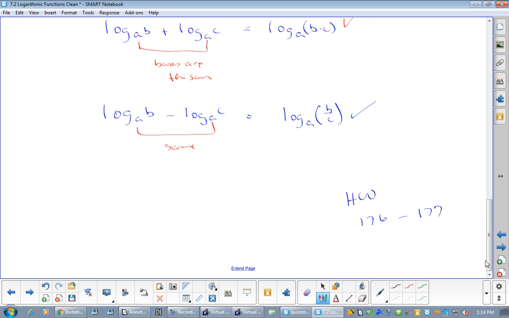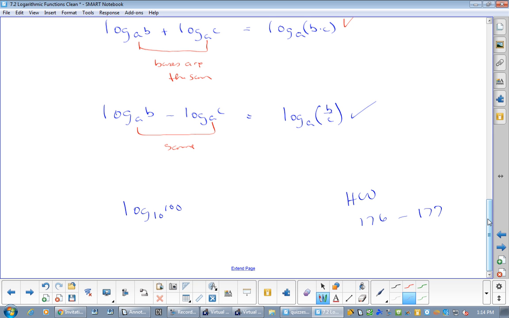Like this one here, log 10 of 100. Without your calculator, could you do that one? What is that? What's the answer to this?